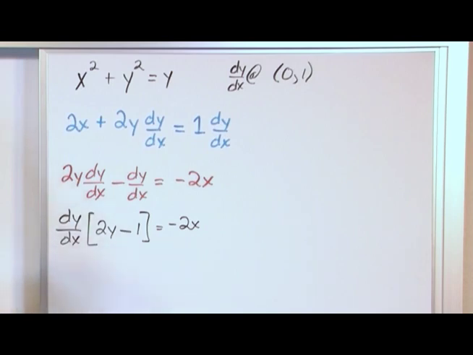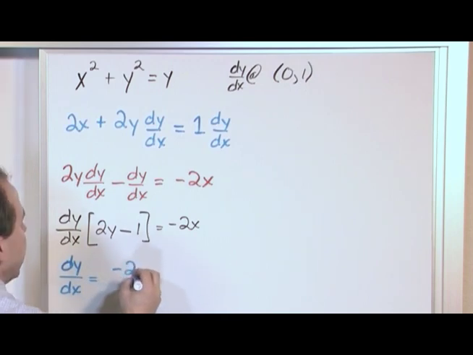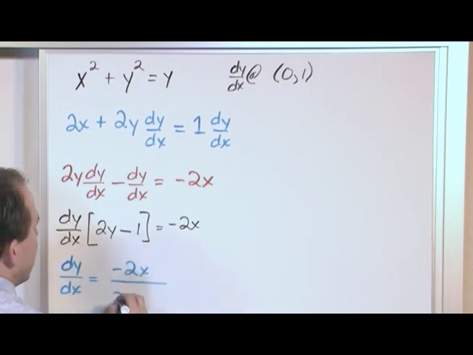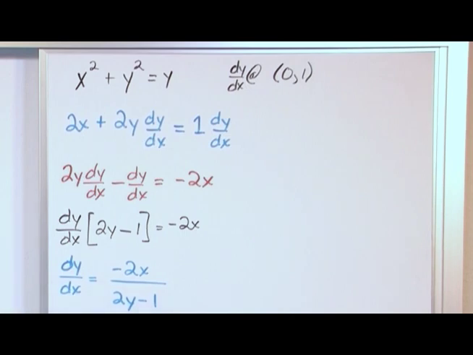So the final solution, really, is to divide both sides by this quantity, and then we've solved for dy/dx, which is what we want. So dy/dx is equal to negative 2x over 2y minus 1. Negative 2x over 2y minus 1.